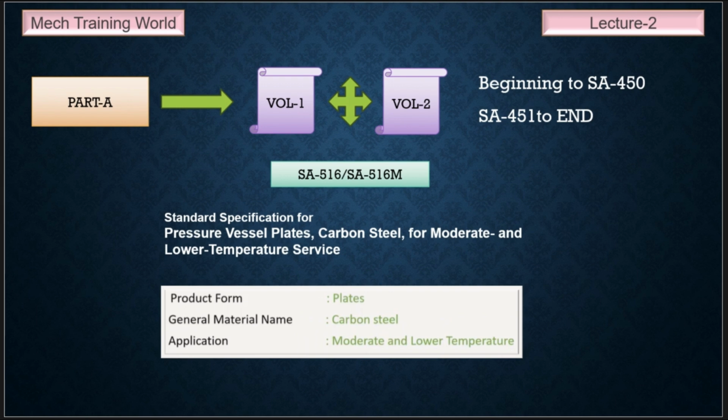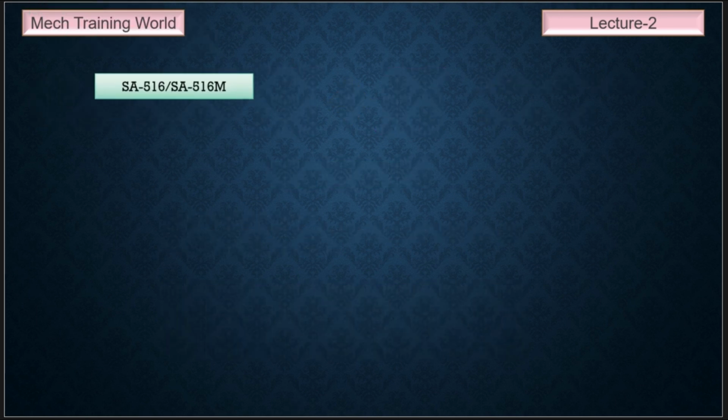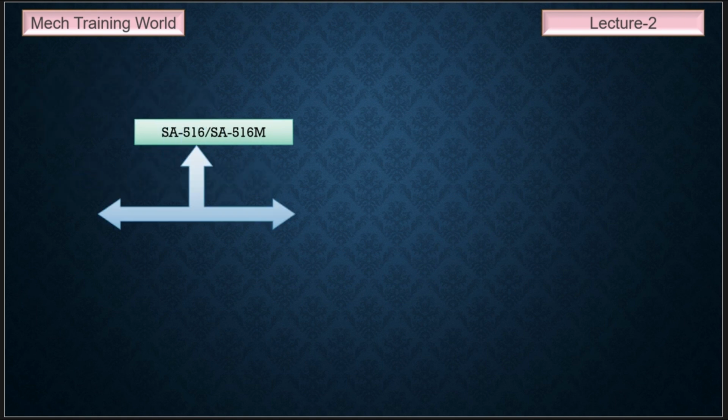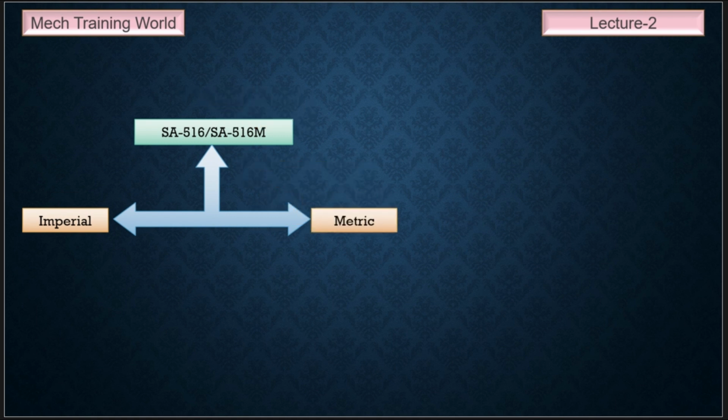And what other information is available in SA-516? Let's see. First of all, SA-516 is available in two units. One is Imperial, that means US customary units, because it is developed by ASME, the American Society. So it is available in inches and also in metric form, which is generally used in India. The dimensions and compositions are available in both units.